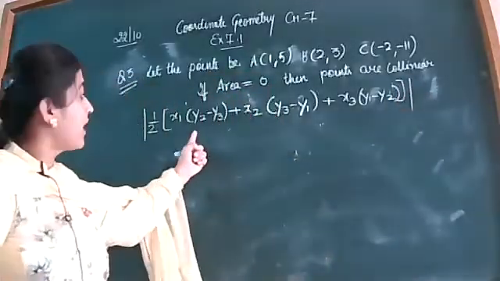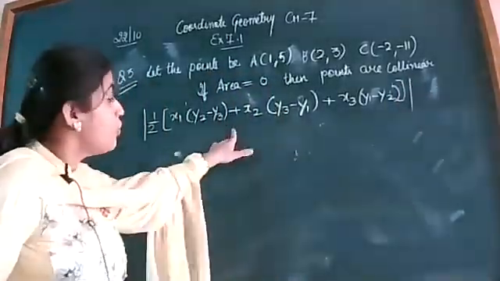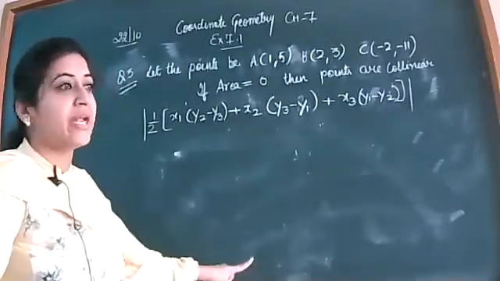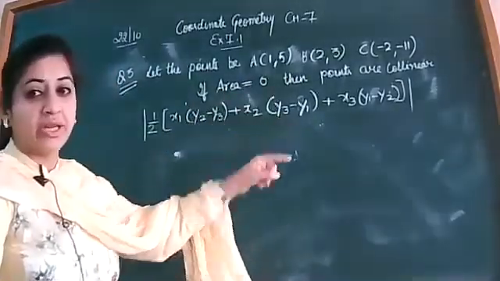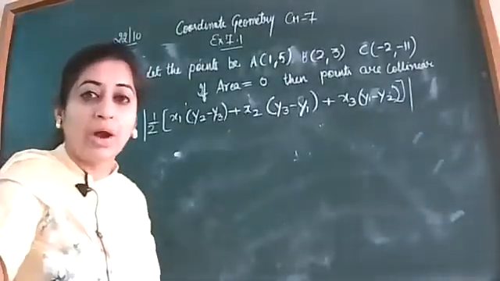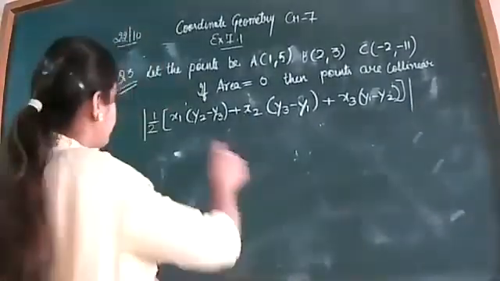You will find the area by this formula. If you get the answer as 0 after calculation, that means the points are collinear. But after calculation, if you are not getting 0, that means the points are not collinear.